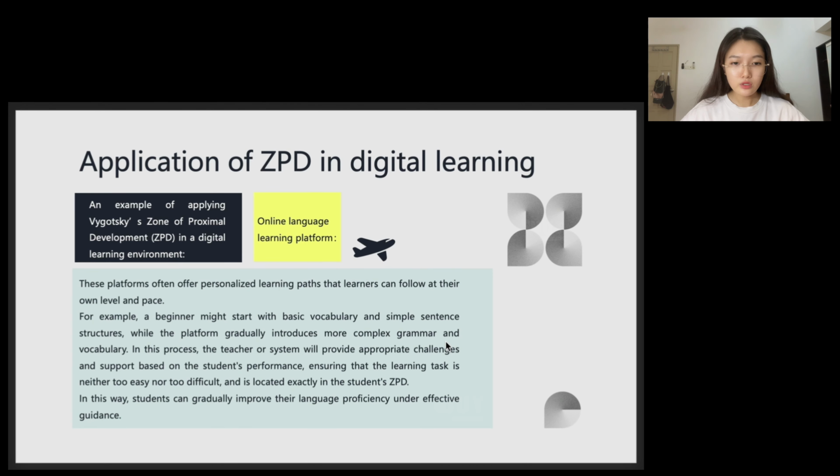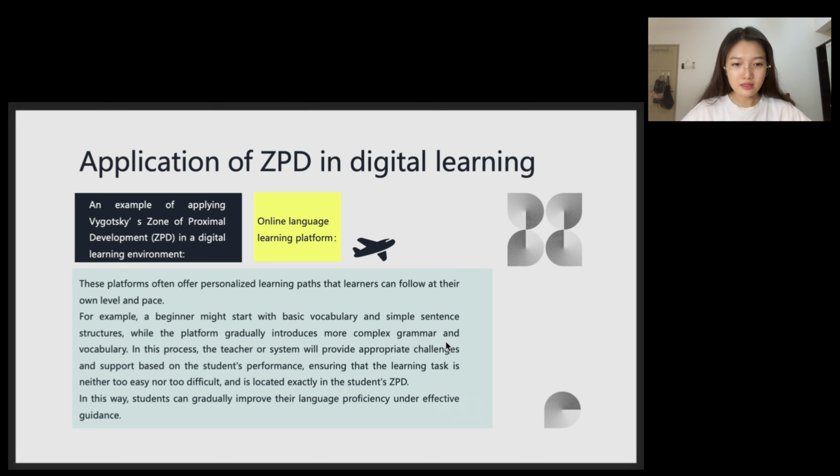For the application of ZPD in digital learning, we can use online language learning platforms as an example. These platforms often provide personalized learning paths, and the platform will provide suitable learning materials and activities based on the students' current abilities. In this way, students can learn with appropriate challenges and ensure that the activities are not too difficult or too simple, and are right in their zone of proximal development.